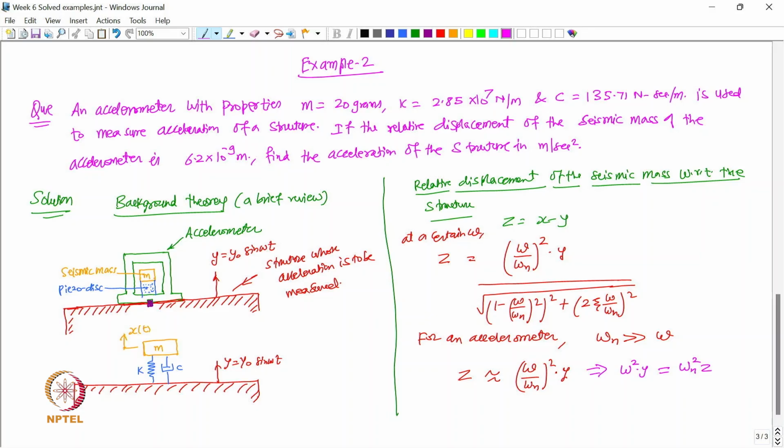And what is omega square y? Because if y is equal to y naught sin omega t, then y naught into omega square is actually equal to the acceleration. It is actually the acceleration signal. So, it means that this is nothing but the acceleration A of the structure, right, and this will be equal to omega n square z.